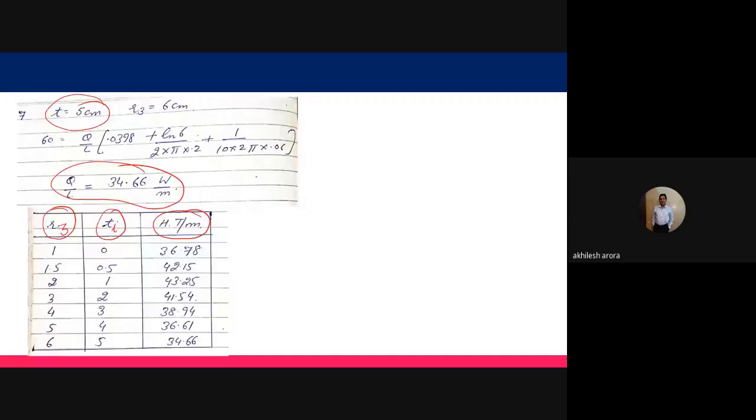So you can see what is happening in this particular case. The heat transfer is 36.78, then it increases. Here also it is increasing, but between 2 and 3 it starts going down. So what type of curve do you get? You can see it here. This is the type of curve that you can find.